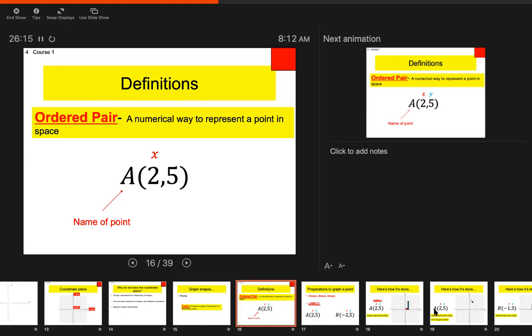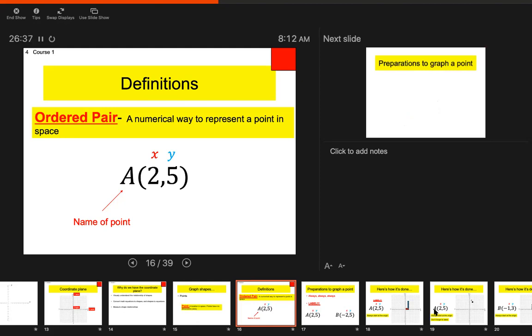And the second number is Y. How far you are up or down. Where are the positive numbers? They're always above. The negative numbers are always below, okay? So X, Y, and it's alphabetical. Life is nice, right? It is alphabetical.